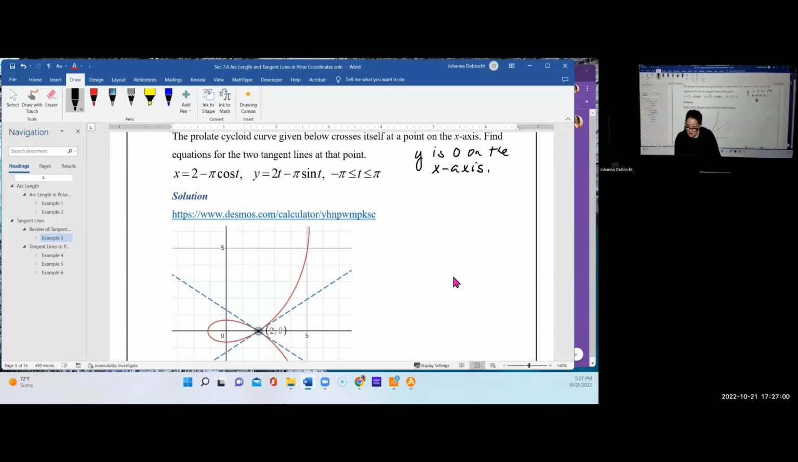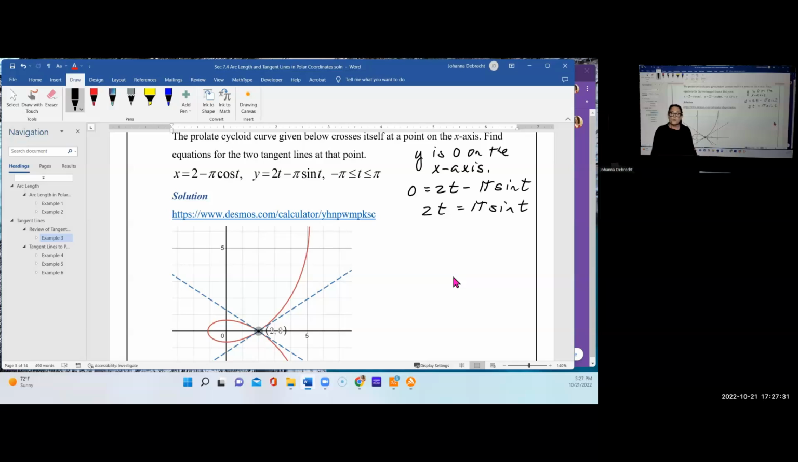So we're going to use the fact that it's on the x-axis, so y has to be 0. So that means 0 equals 2t minus pi sine of t. That means that 2t is equal to pi sine of t. Now, this is not a simple equation to solve because we've got t inside of a trig function and outside the trig function. It makes this one quite difficult to solve.